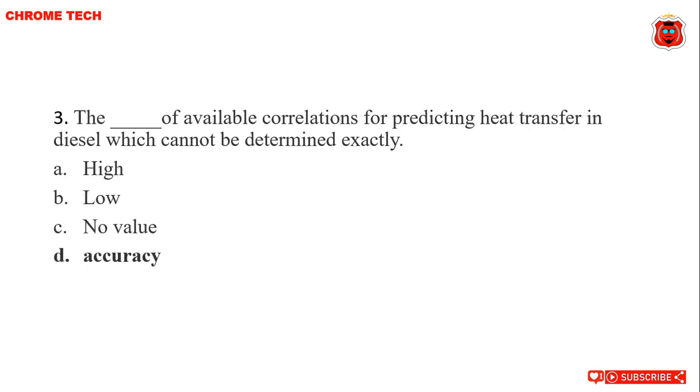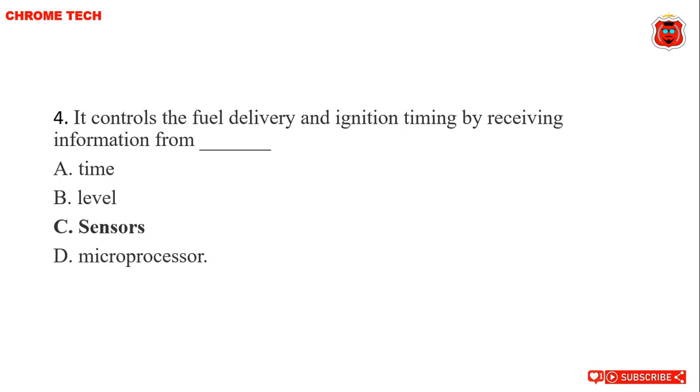Third question. The dash of available correlation for predicting heat transfer in diesel cannot be determined exactly. Option D. Accuracy is the correct answer. Fourth question. It controls the fuel delivery and ignition timing by receiving information from dash. Option C. Sensors is the correct answer.